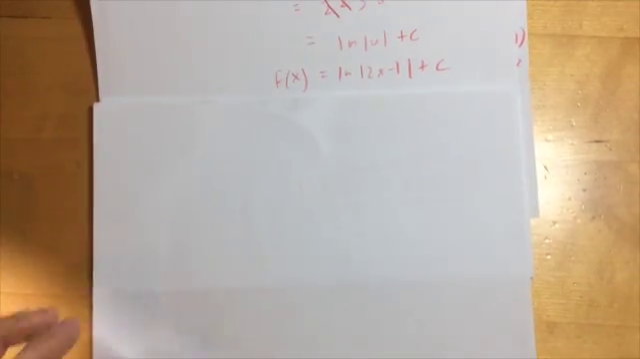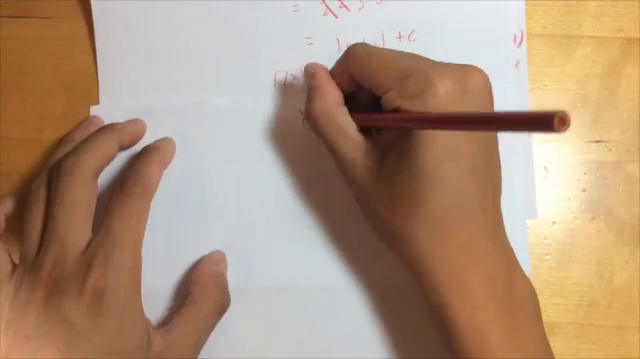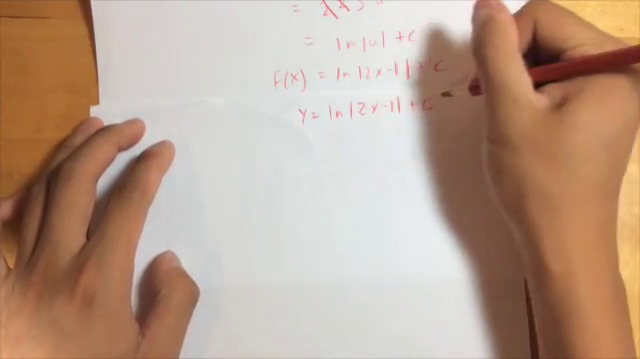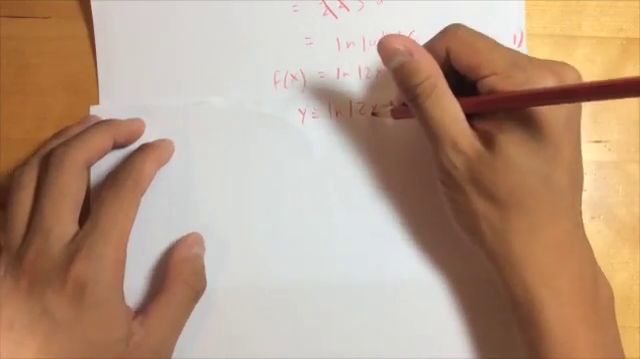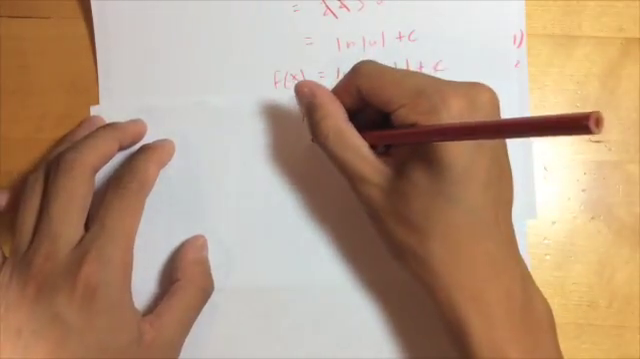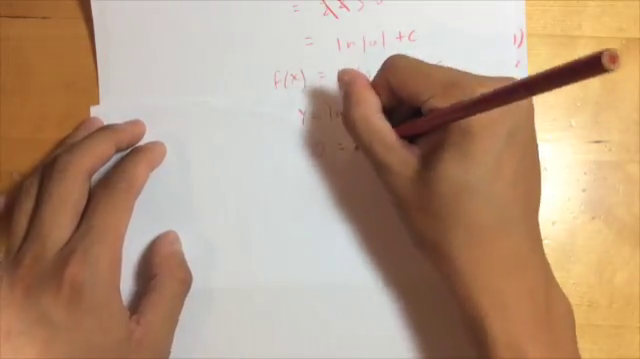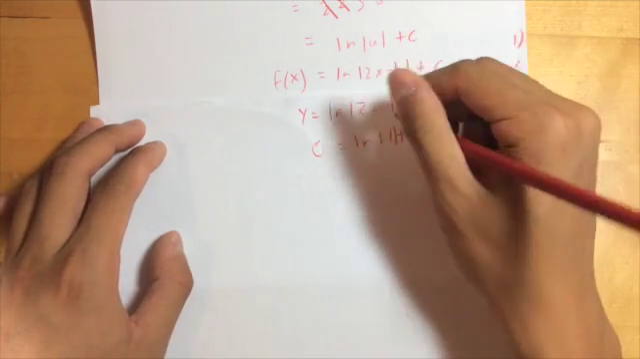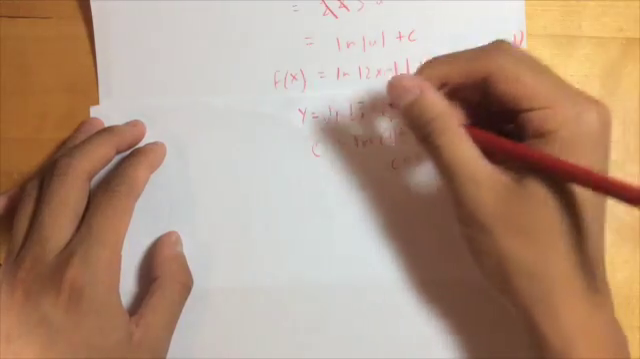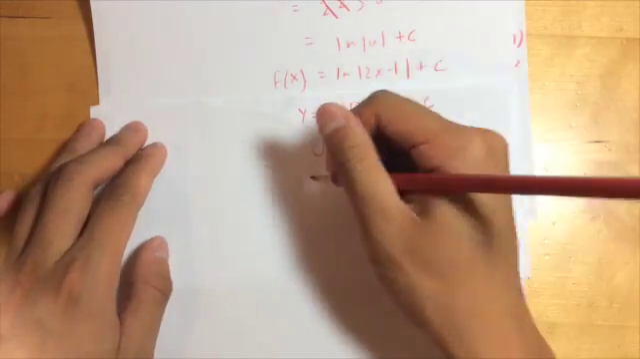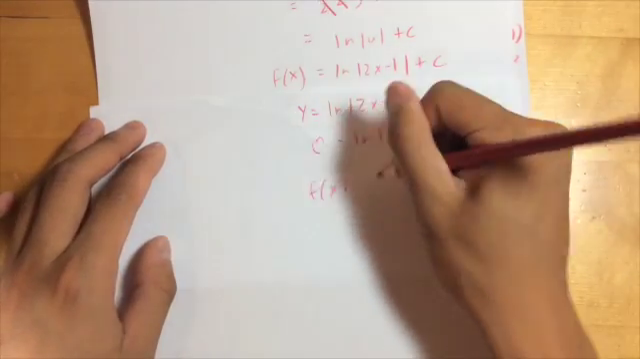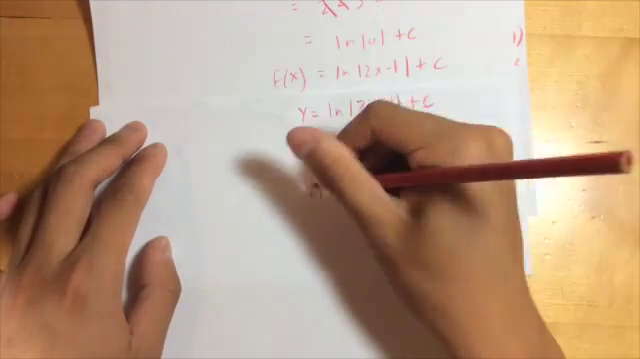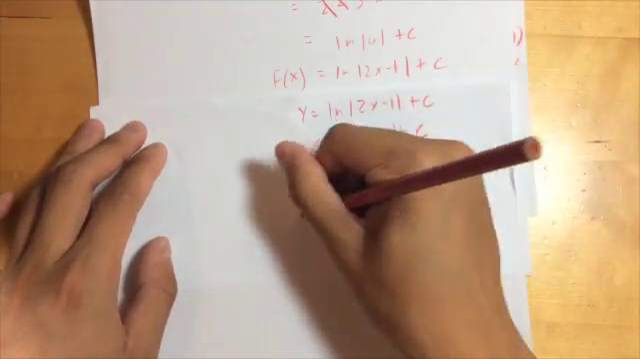f of 1 equals 0. So you can write it out just like y equals ln of 2x minus 1 plus c. And you can plug in 1 for x and 0 for y. So you get 0 equals ln of 1 plus c, in which case c is just 0 because ln of 1 is 0. So your f of x is just going to be ln of 2x minus 1. And that is your answer for part C.